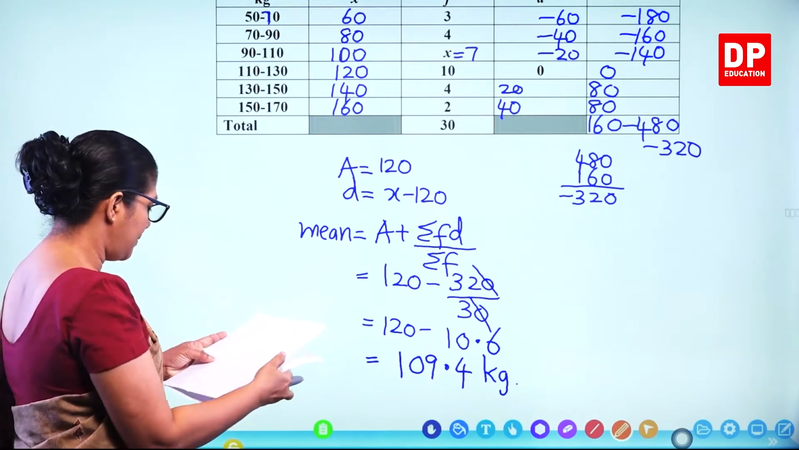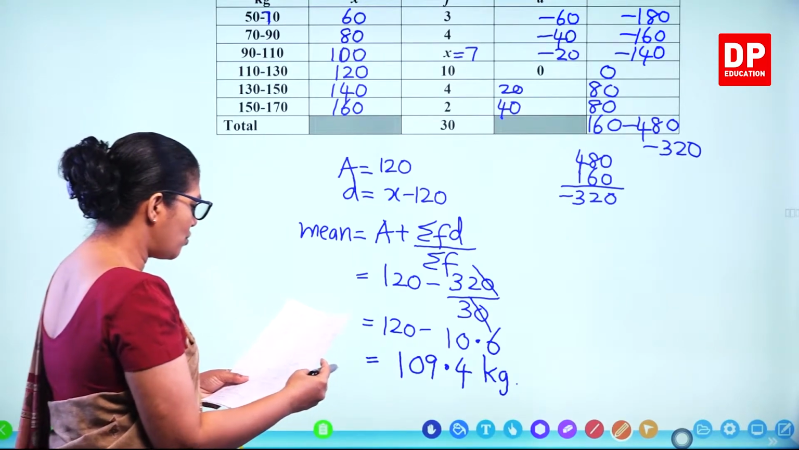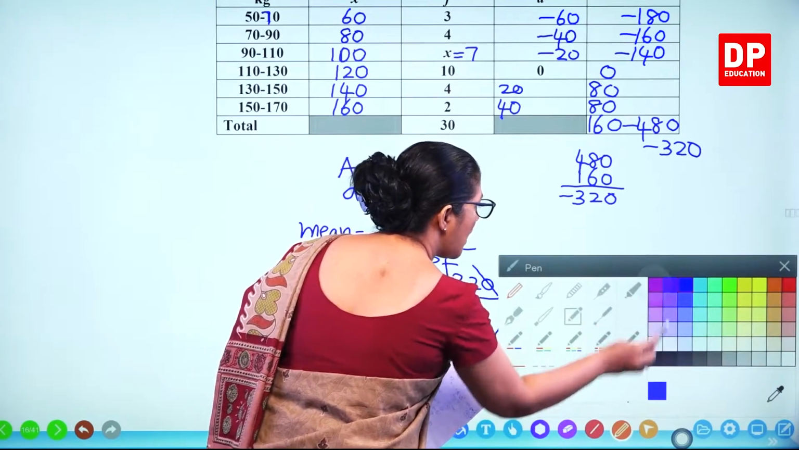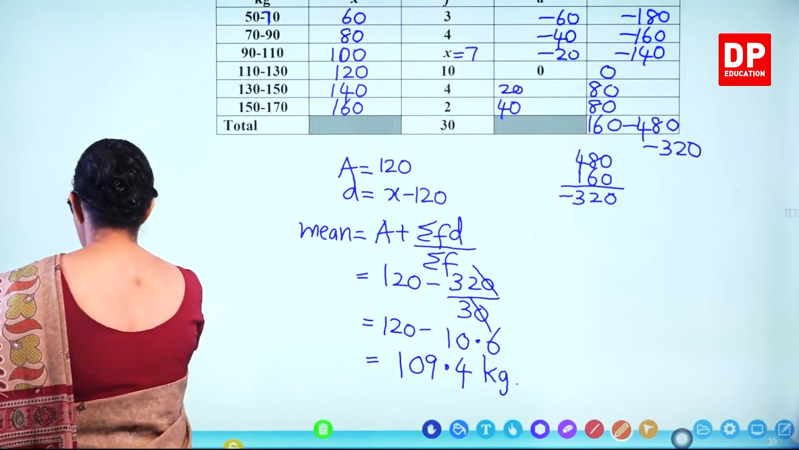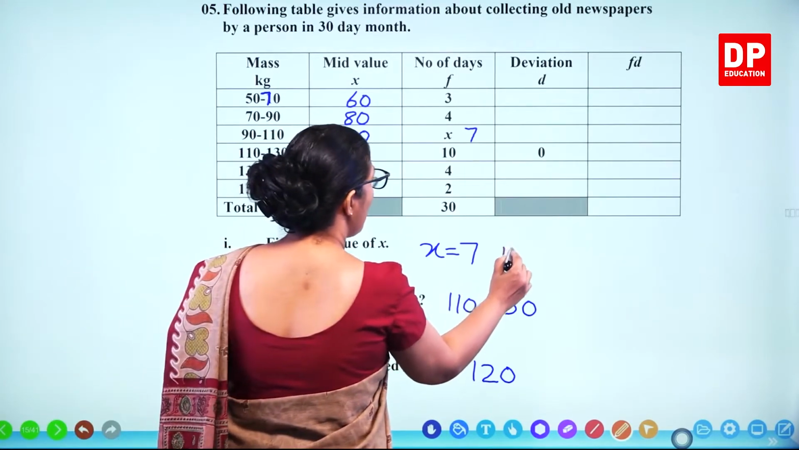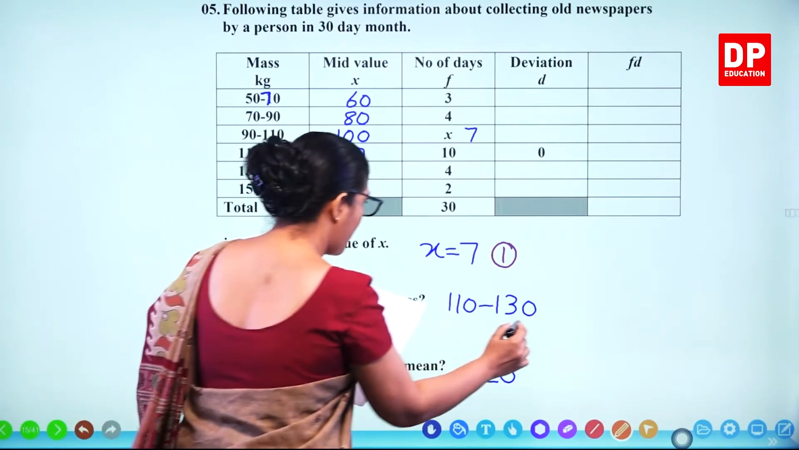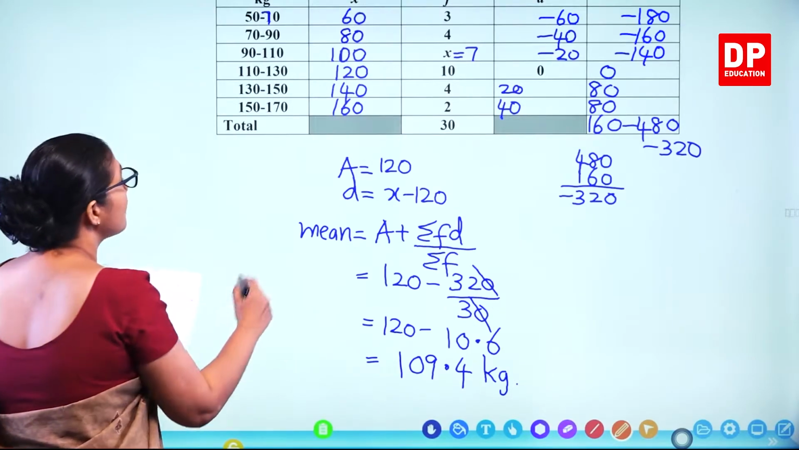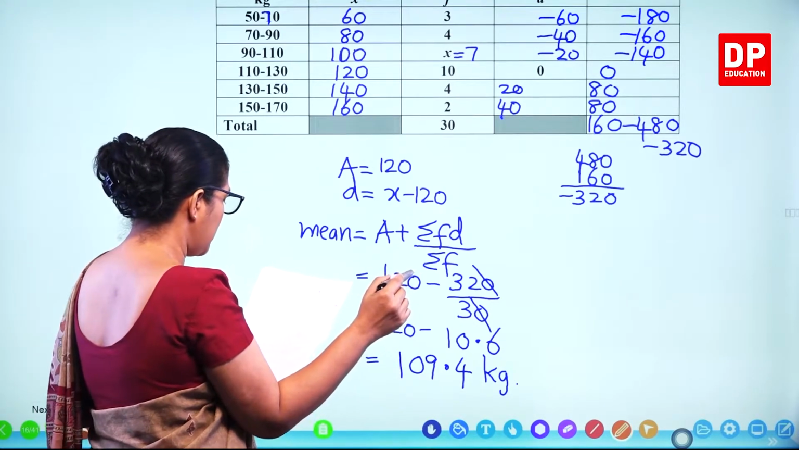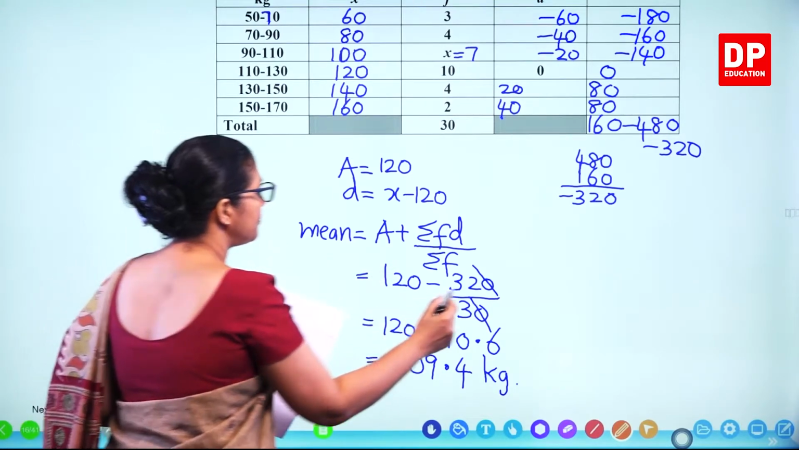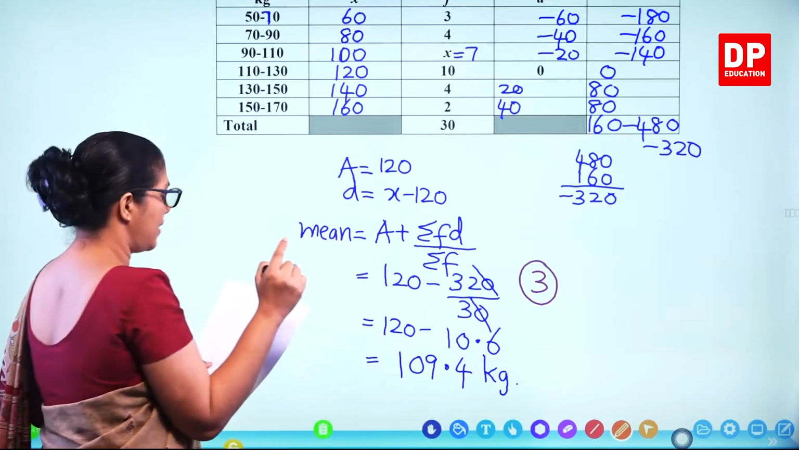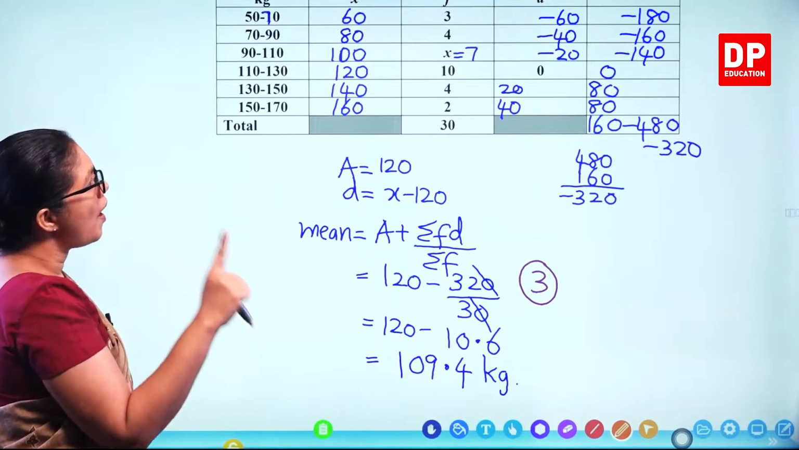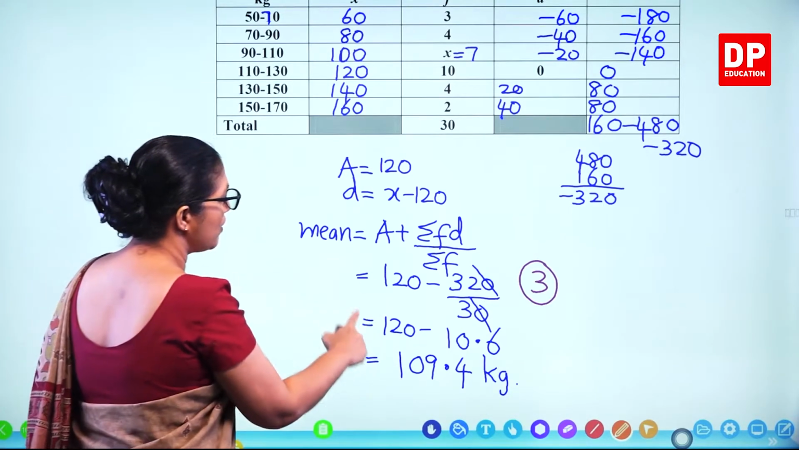So let's see. So you can round it to 109. So we'll give marks for all the other steps. We'll give x equals 7, 1 mark, and 110 to 130, 1 mark, and 120, 1 mark. So that's 3. For this one, you are getting 3 marks. Finding the mean, normally you get 1 mark for mid value, 1 mark for sigma FD, and for calculation, it's 1 mark.